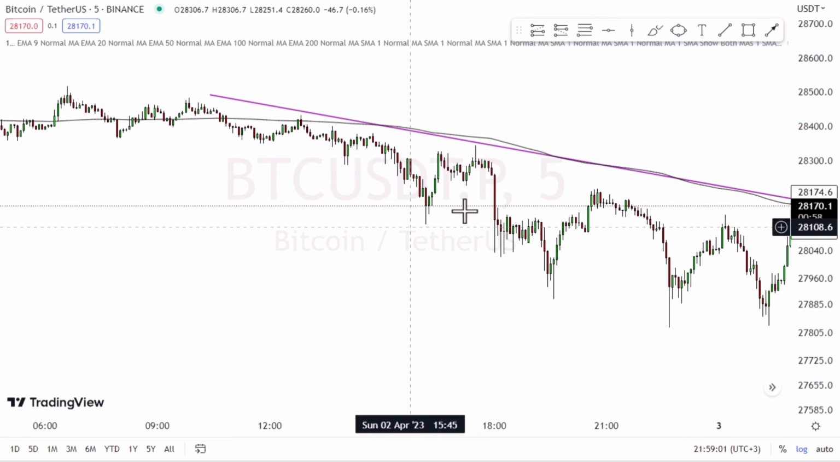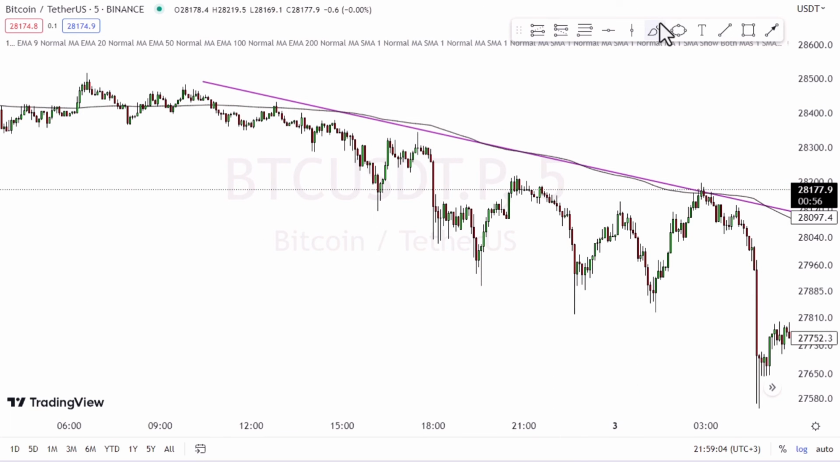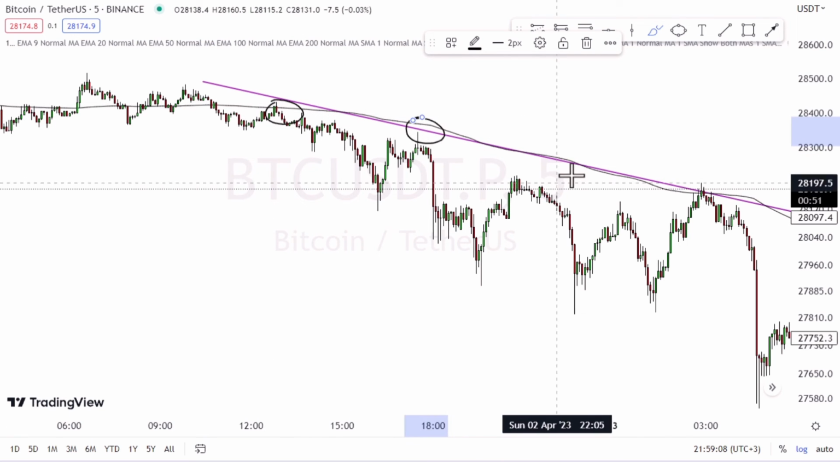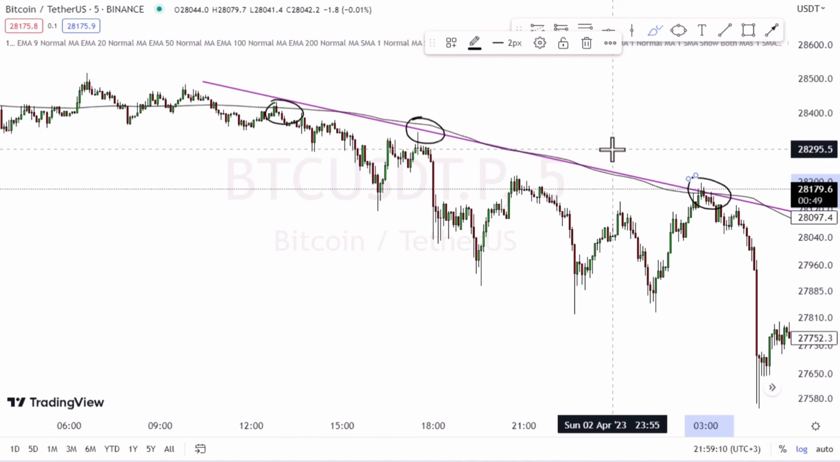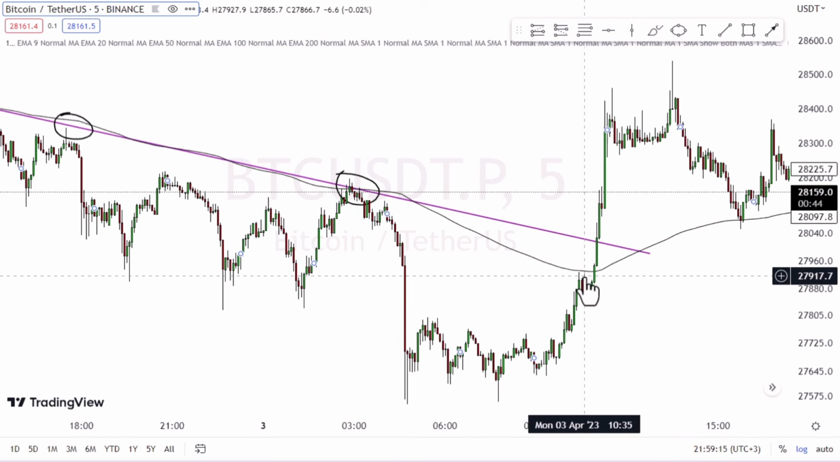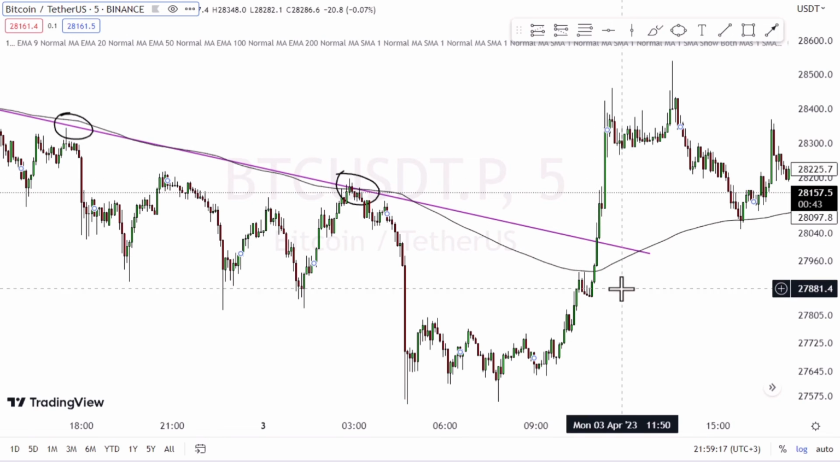How many times did it hit it? See, one rejection here, one rejection here, another rejection here. Then it could manage to break through and go. And here now we could look for long trades. So one long trade here, another long trade here.